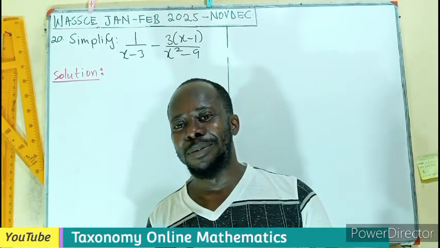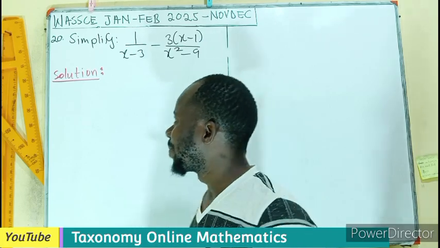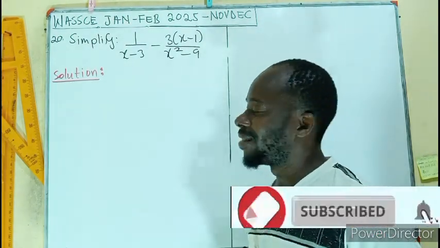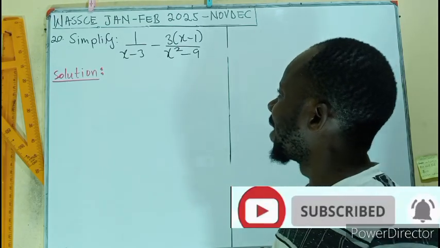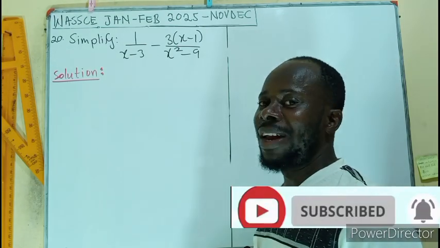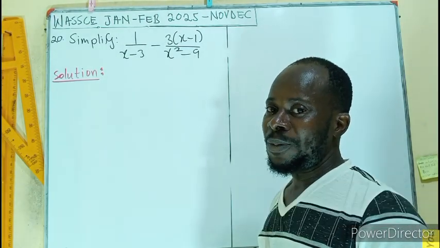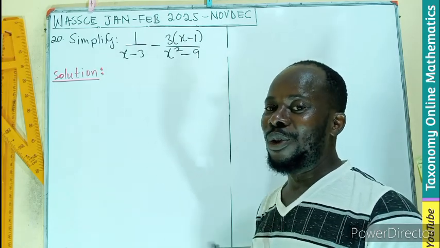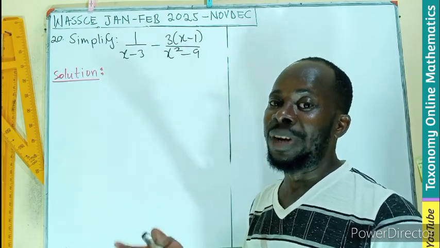Bring in your powers of algebraic extraction. Simplify 1 on x minus 3, minus 3 into bracket x minus 1, all divided by x squared minus 9. Now, if you are dealing with algebraic fractions, you just need to know the LCM of your denominators.